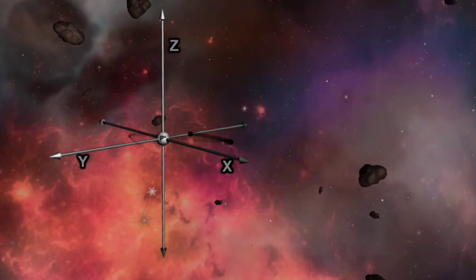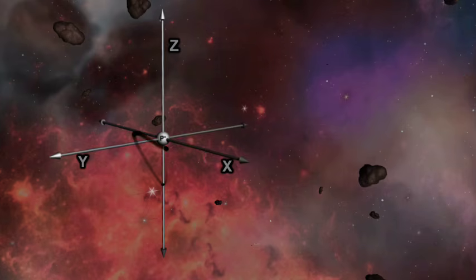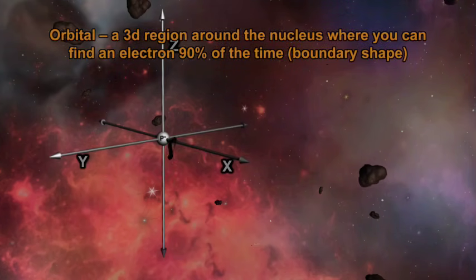Thus, quantum mechanics demonstrated that electrons did not move around in neat orbits, but existed in regions called orbitals with a fixed amount of energy. In simplest terms, an orbital is a three-dimensional region or shape, and you can expect to find an electron inside this shape 90% of the time. It may help to think of this shape as a boundary surface. The electron is more likely to be inside this boundary shape rather than outside the boundary.